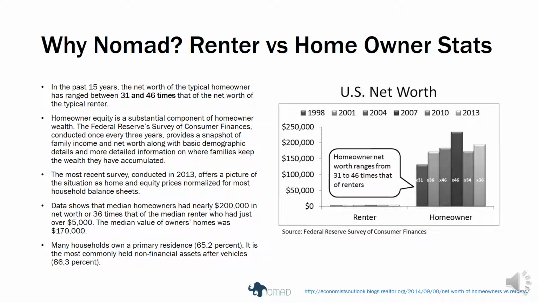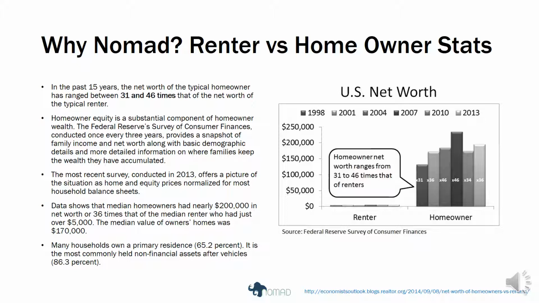Last night when I gave this presentation live, Brian mentioned that when he was doing research for another presentation, he heard that the average net worth of a renter actually went down from the numbers I'm about to show you. The number I'm going to show you is that it was just about $5,000 is the average net worth of a renter, and Brian seemed to see data that suggested it was down to $1,000 now.